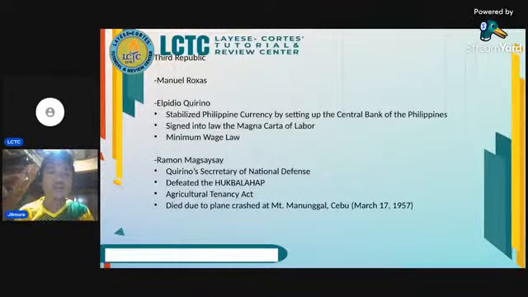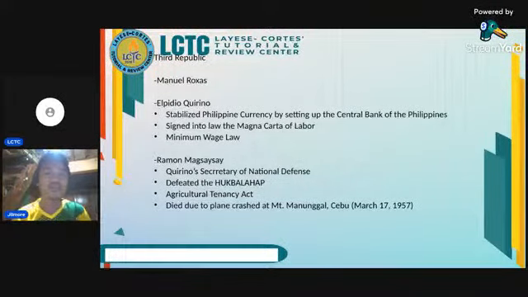known for stabilizing the Philippine currency. He was the president who established the Central Bank of the Philippines. Take note, when we talk of the establishment of the Central Bank of the Philippines, that's Elpidio Quirino. And also, he was haunted by the Hukbalahap. Signed into law the Magna Carta of Labor and the Minimum Wage Law. Okay, let us remember, Central Bank of the Philippines, Magna Carta of Labor, and the Minimum Wage Law.